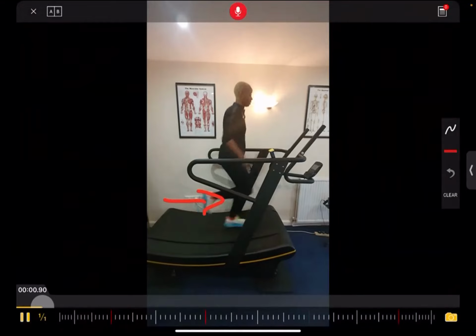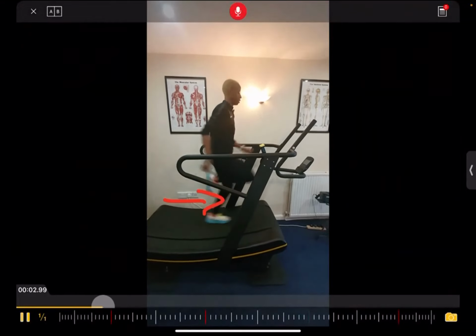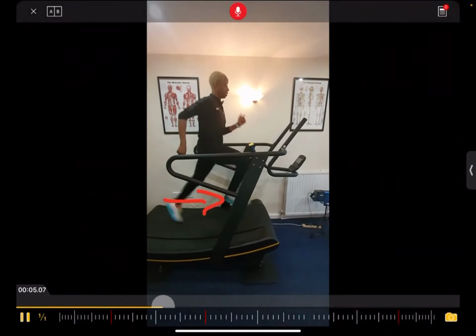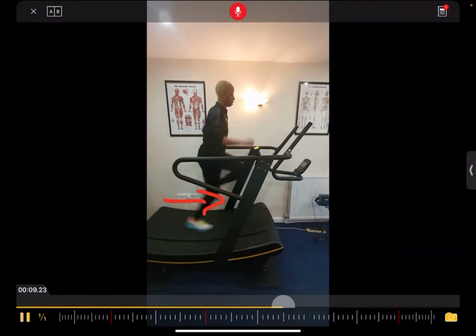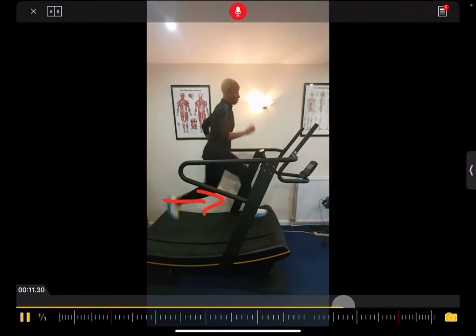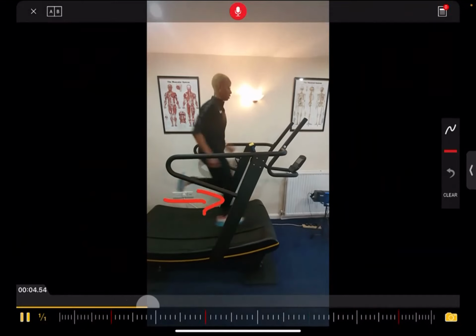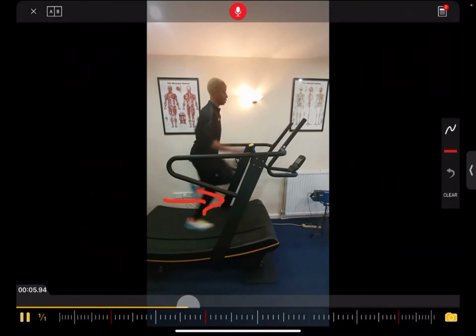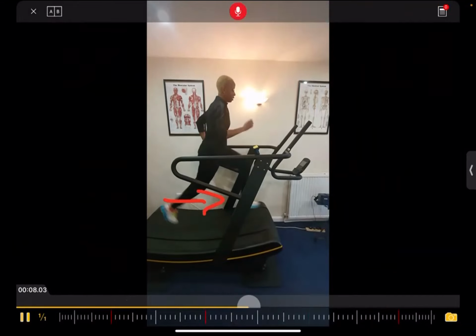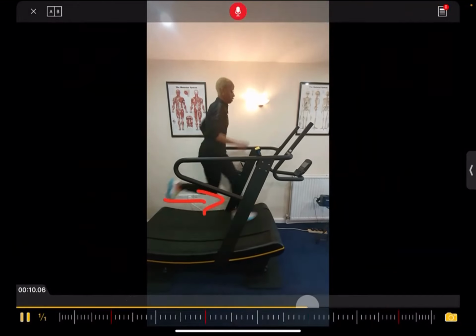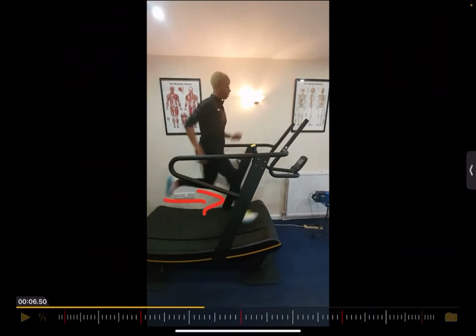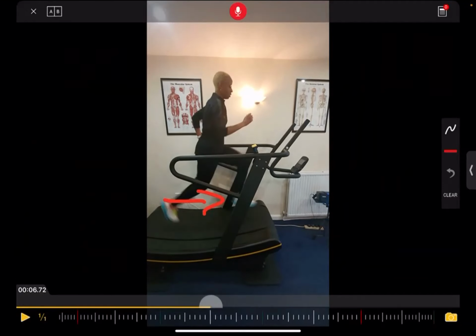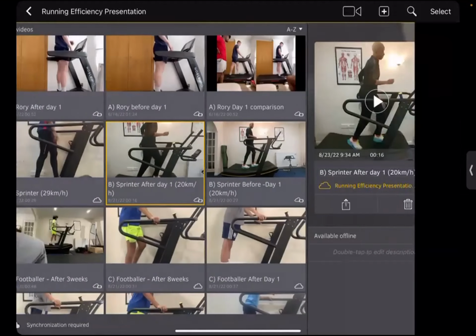This again is 20 kilometers an hour. And you can see the difference in efficiency. So both 20 kilometers an hour, but you can see that there's so much less energy being used in this particular run. The arms can be better, but we're seeing that the hips are starting to work properly. We do exercises to strengthen the hips as well, and the arms.